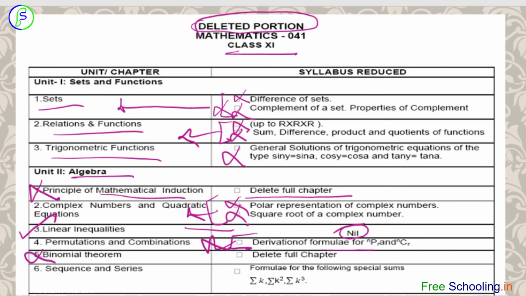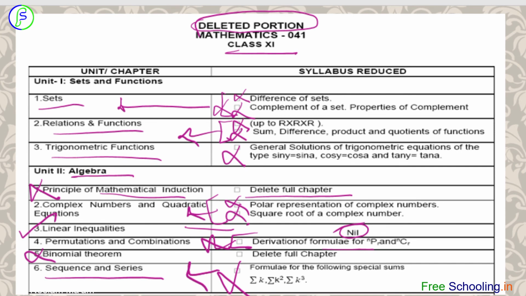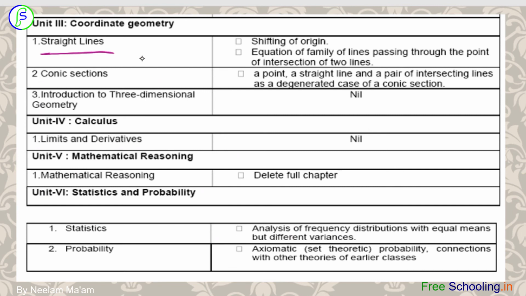Here we have sequence and series. Then we will not do this topic of the sequence and series. Under this chapter, this we will not study at all. Next we have straight lines, coordinate geometry में shifting of origin नहीं करना है. Equation of a line passing through the point of intersection of two lines नहीं करना है. Conic section से a point, a straight line, a pair of intersecting lines as the आपका degenerated case of the conic section बिल्कुल नहीं पढ़ेंगे आप.